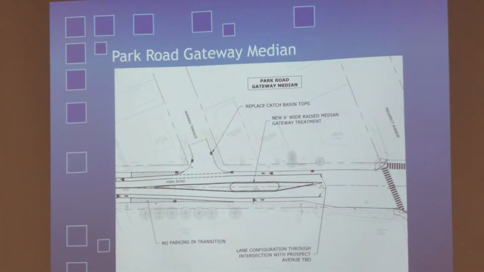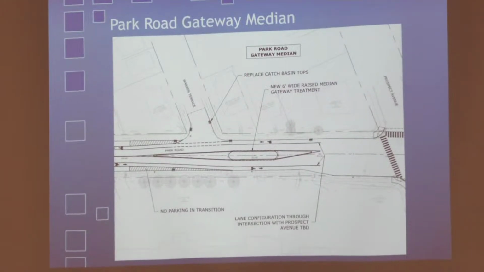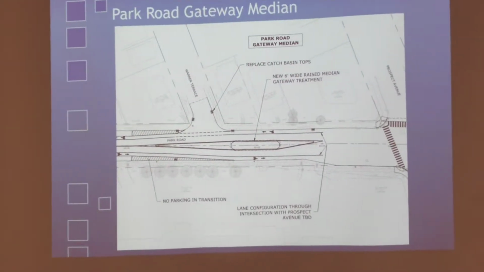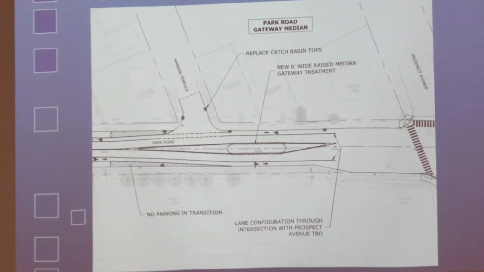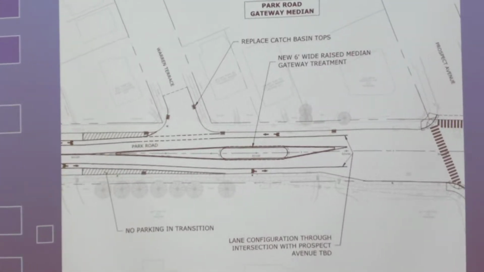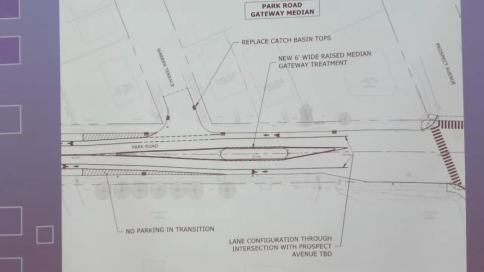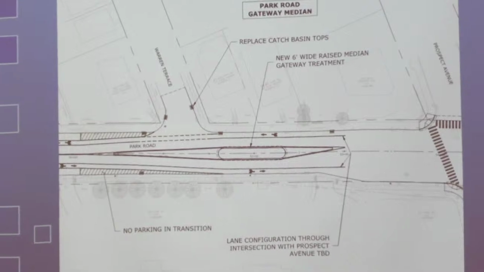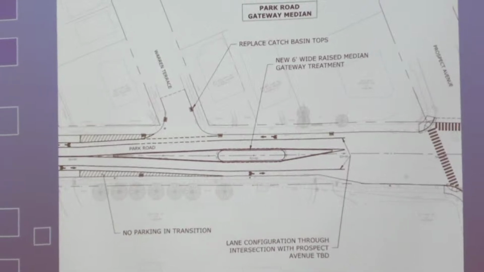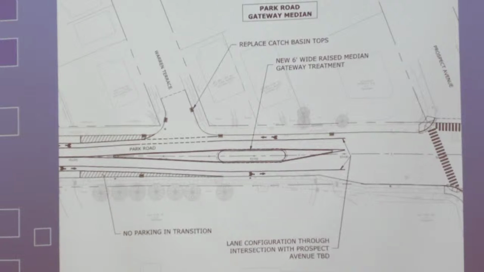All right, so now these next few slides, I'm going to walk you through sort of from east to west, from coming in from Hartford. For the most part, the project is the cross-section you just saw, and the mill and overlay with the striping for the travel lanes and the bike lanes. I'm just going to show the areas where there are more significant changes proposed.